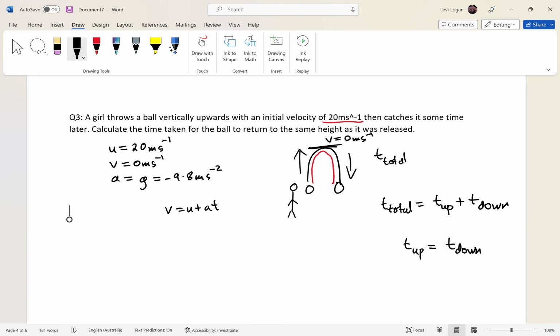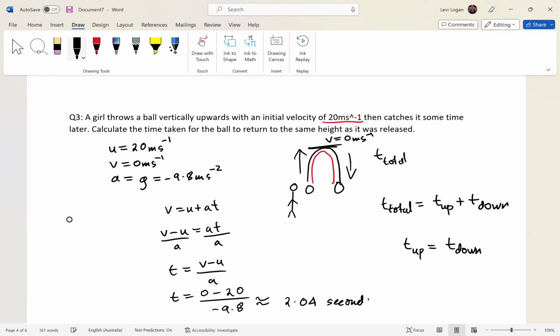Okay, so now we've got to rearrange for time. So v minus u equals at, divided by a, so t equals v minus u all over a. Therefore t, our final velocity is 0 minus 20, which is our initial, divided by negative 9.8. Putting that into our calculator, the time you should get is 2.04 seconds. Now, am I done? No, I'm not.